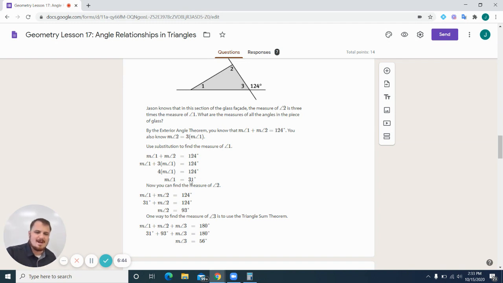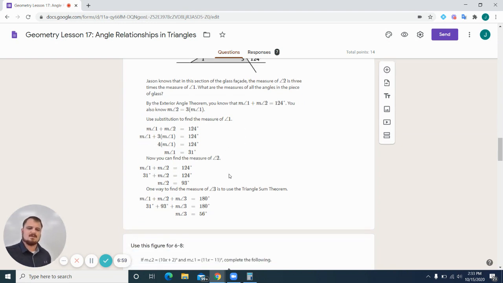Okay, and then you can just go back to this. Angle 1 and 2 had to make 124. Plug in what angle 1 is, solve for angle 2. And then last but not least, this will always be easy. You just know that 124 plus whatever angle 3 is has to be 180. So angle 3 is going to be 56. So that's how we do that.